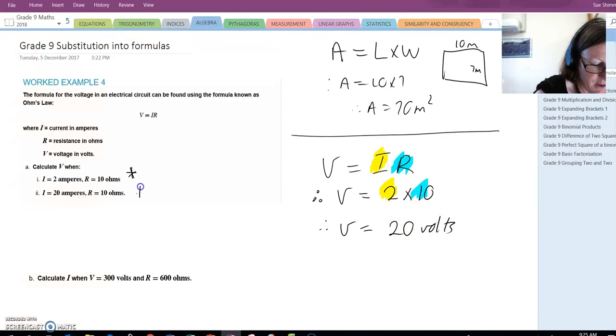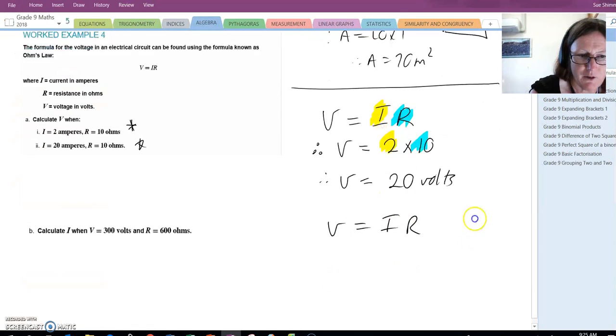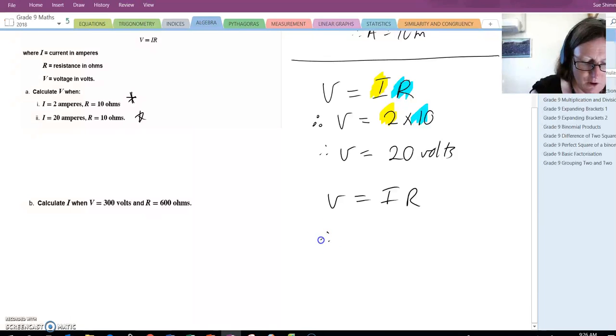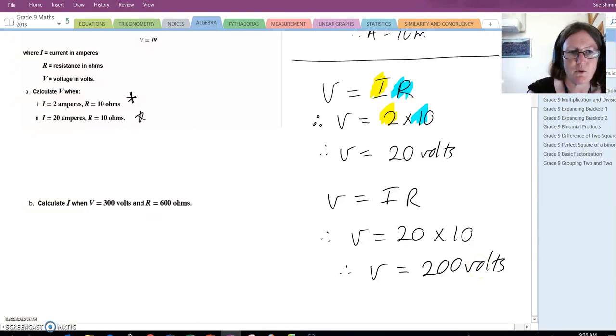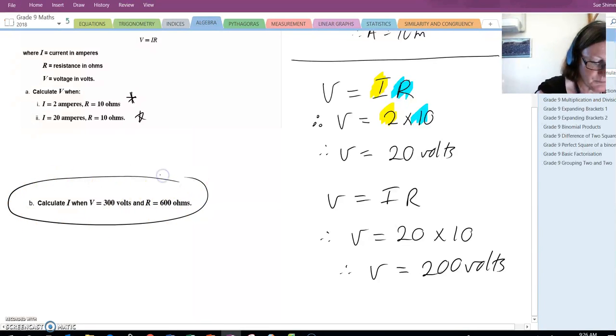In the second example here, V is equal to IR, and I am told that in this example, I is 20 and R is 10. So I substitute in 20 and 10, and the answer to that one is V is equal to 200 volts. So we've used substitution into these formulas to work out the answers. Let's look at this example.